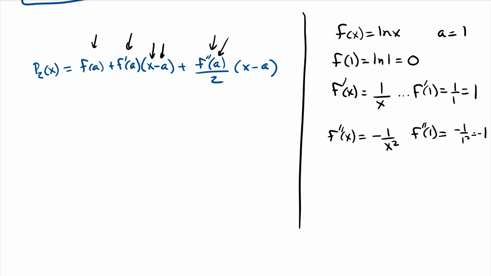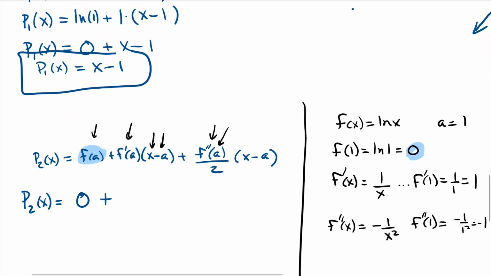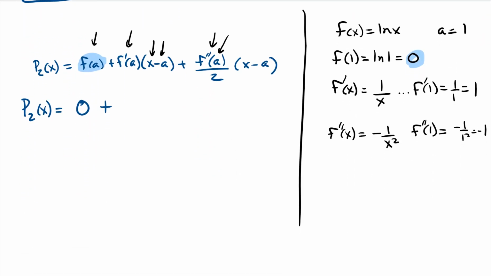Okay, let's plug everything in now. So the second degree polynomial is going to be our f of a comes first. Our f of 1, that's 0. Plus our f prime of a. You already know what this answer is. We've already done it. It's up here. The first two terms are going to be the exact same thing. It's just x minus 1, but I'm just building it back from the beginning. Maybe you see it better.